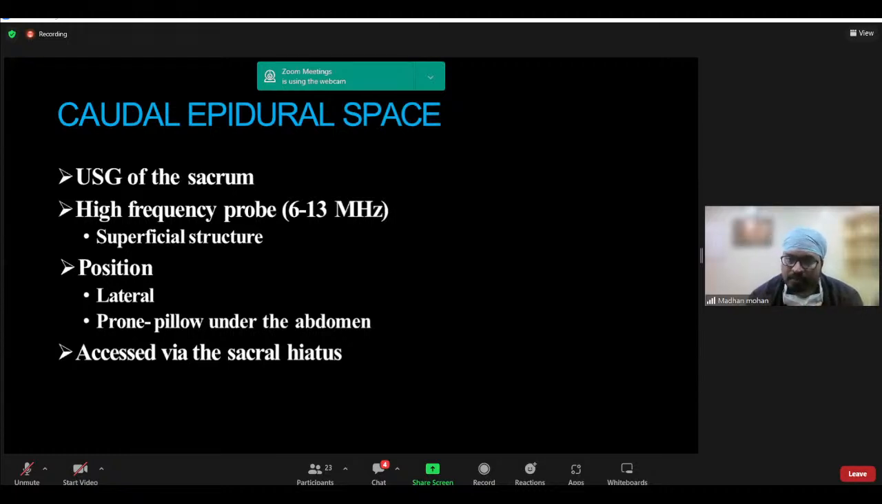Both in adults as well as pediatrics, we can make use of ultrasound to identify the structures and proceed with a successful blockade. For identifying the sacral structures, we make use of a linear probe, because the end of the sacrum is fairly superficial. Hardly it will be 3 to 4 centimeters from the skin. It may be deeper also in a very obese individual. In such a case, you may need to use a curvilinear probe. As far as the caudal block is concerned, it's better to give it in a prone position whenever possible, or else in a lateral position.